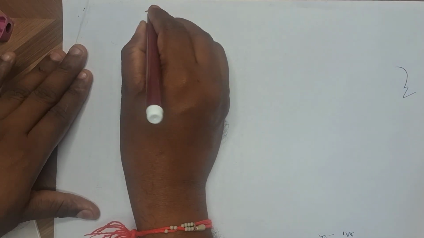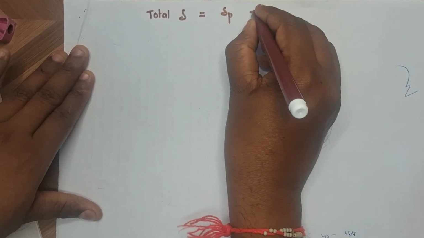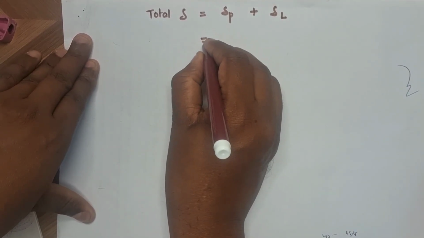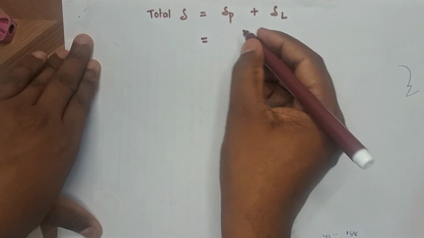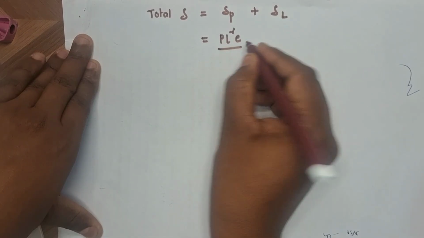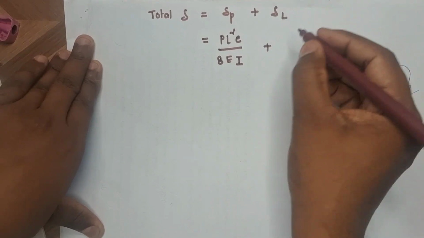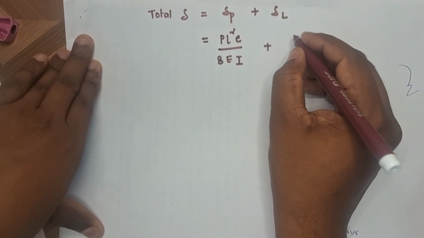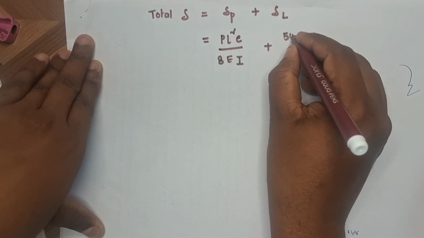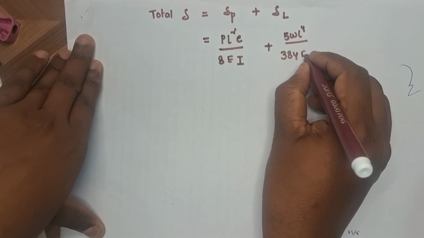Right. Total instantaneous deflection is equal to deflection due to prestressed force plus deflection due to load. In the case of simply supported beam, deflection due to prestressed force, as we already discussed, is P times L square multiplied by e divided by 8EI. Now deflection due to self-weight and dead load, that is deflection due to load, is 5 times W times L power of 4 by 384EI. Right?